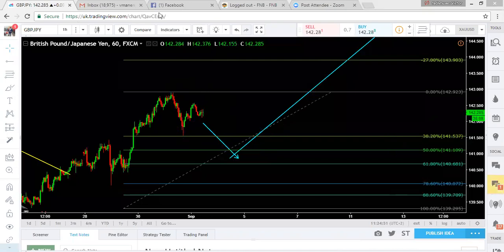So here you can see also that we've got this impulse, and then it's correcting. So you can also look at this flag alone here. When it breaks to the downside, you can take this quick short trade if you want, but this is not a safe trade to take. So I'd rather wait until the 50 to 61% area before going long again.